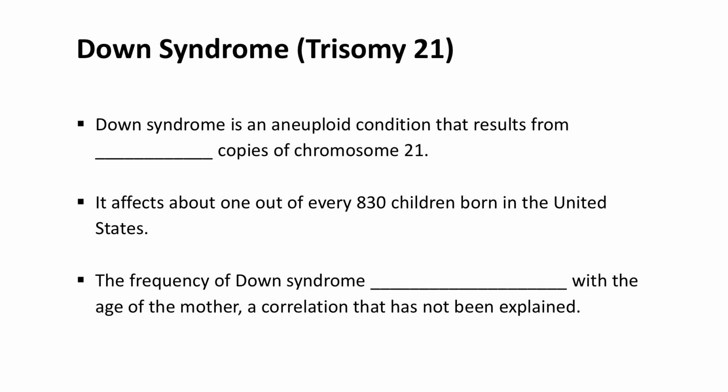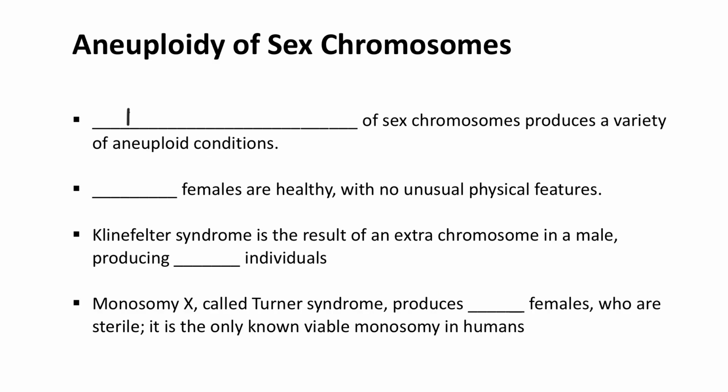Down syndrome is an aneuploid condition that results from 3 copies of chromosome 21, so it is also known as trisomy 21. It affects about 1 out of every 830 children born in the United States. The frequency of Down syndrome increases with the age of the mother, and this is a correlation that has not yet been explained.